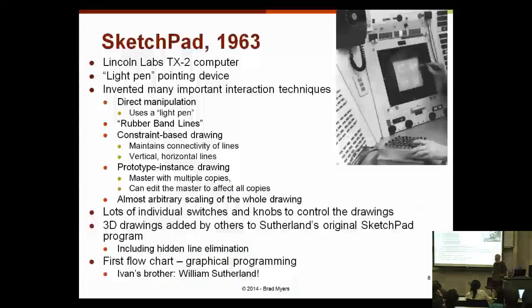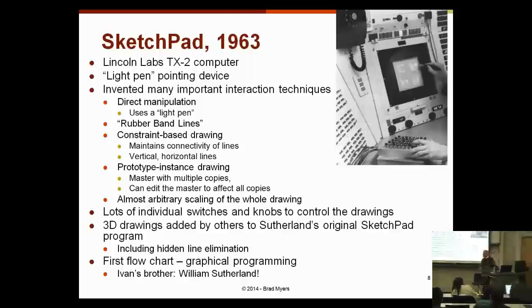But he did invent a lot of the important interaction techniques that we now take for granted. What we now call direct manipulation, which is when you have an object on the screen that you can directly point to. Rubber band lines, constraint-based drawing, where it maintained the connectivity of things as you're moving them around. It was a while before those reappeared in graphics, so we had to do those all over again. This idea of prototype instance drawing, or master copy drawing, where he could modify the master and all the copies would update based on that.